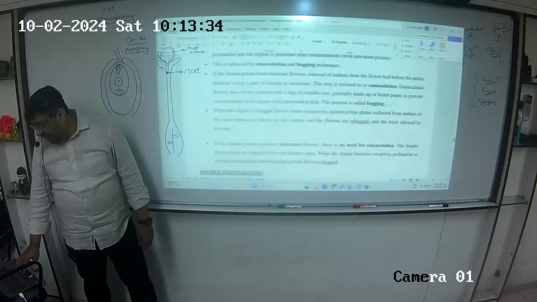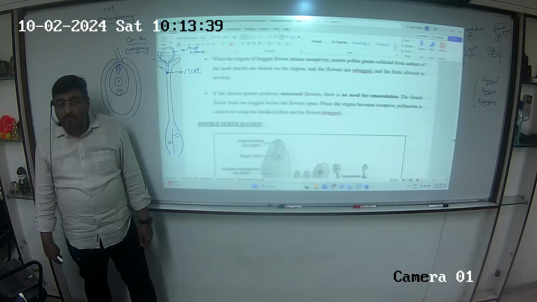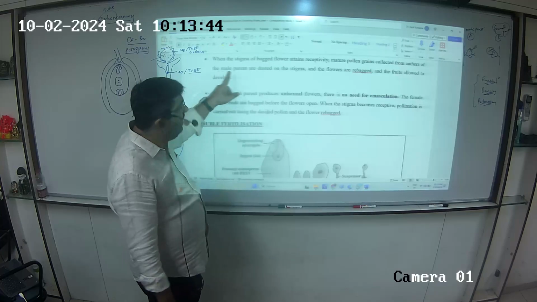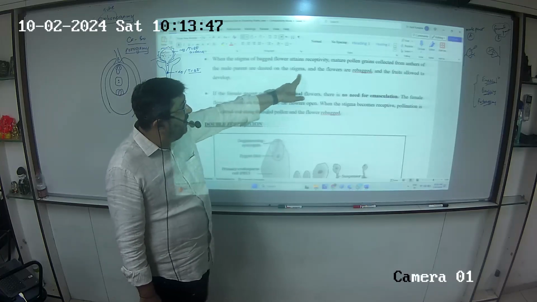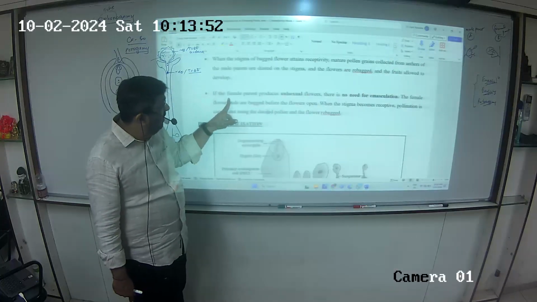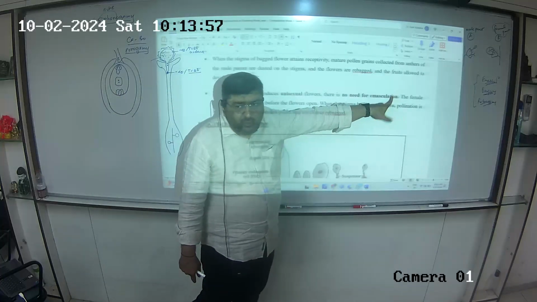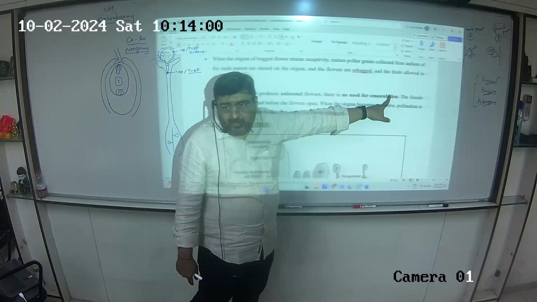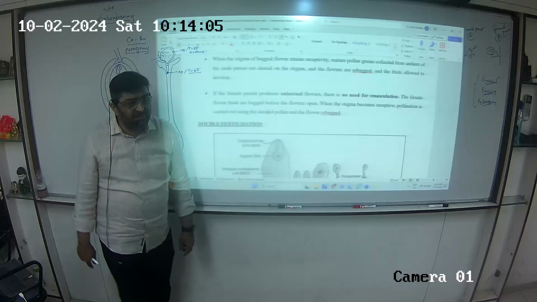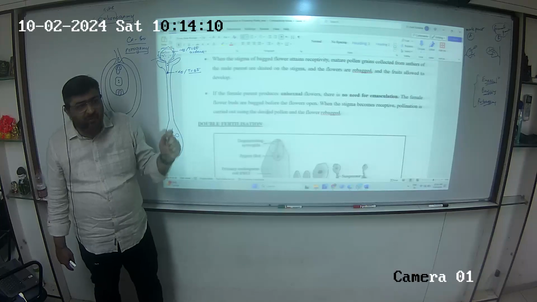When the stigma of the bagged flower, meaning which parent is it? Female parent. Attains receptivity, mature pollen grains from anthers of the male parent are dusted on the stigma, flowers are rebagged and the fruits are allowed to develop. If the female parent is producing unisexual flowers, there is no need for emasculation. Is the artificial hybridization part clear, please? And what are the areas you need to be careful about while answering the question?